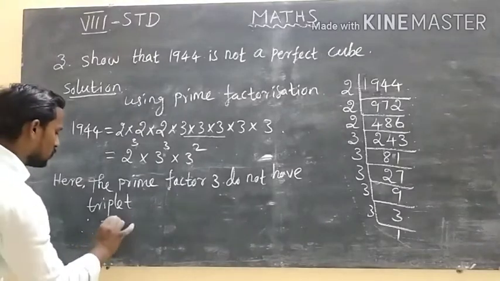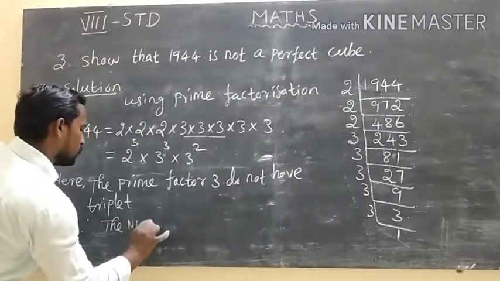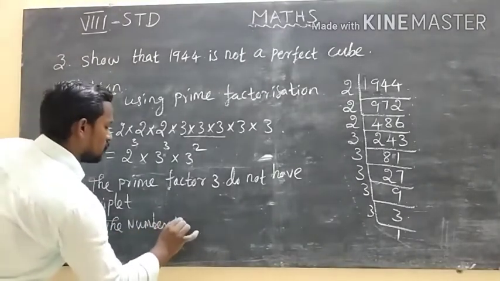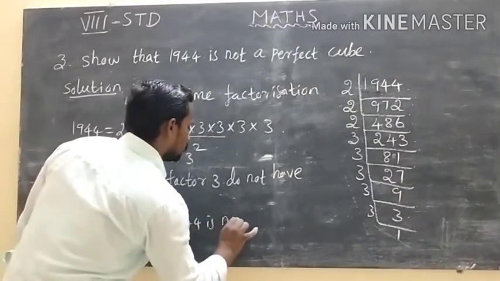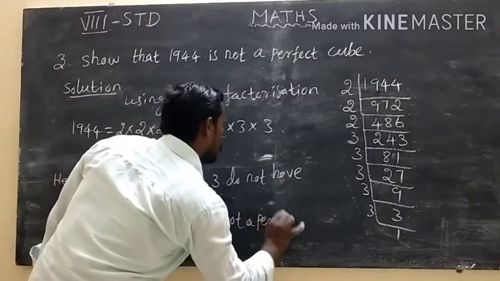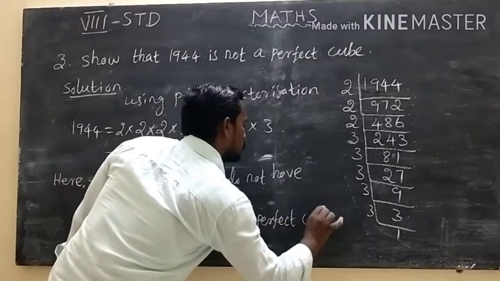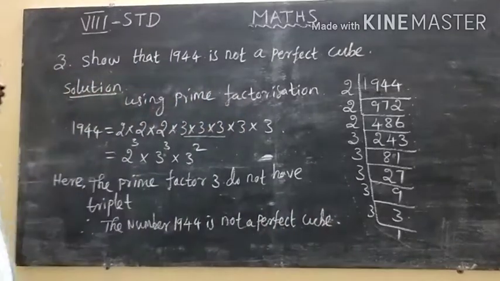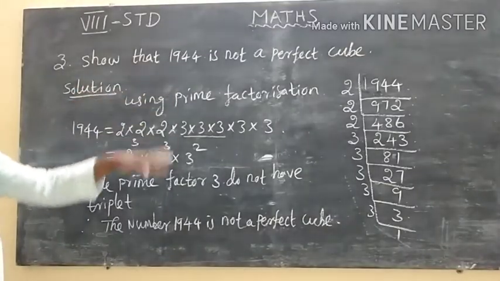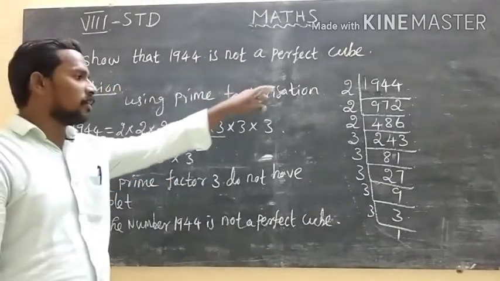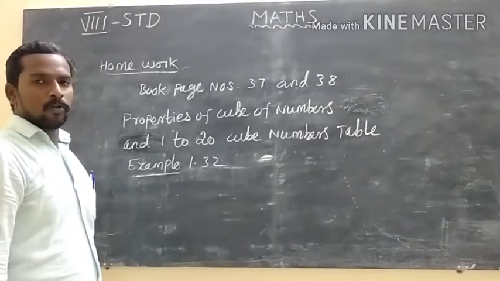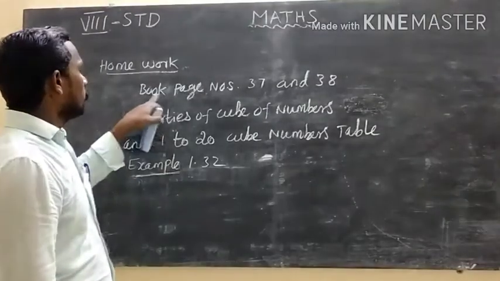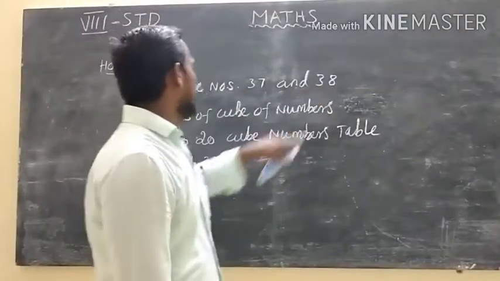Therefore the number 1944 is not a perfect cube. So hence proved: the question is that this is not a perfect cube. This is your solution. Okay, dear students, today's homework: book page numbers 37 and 38.